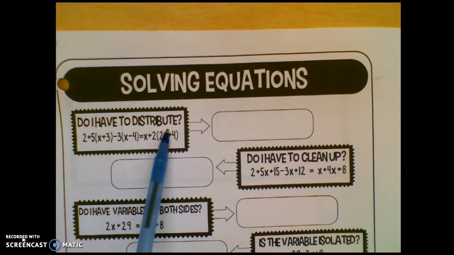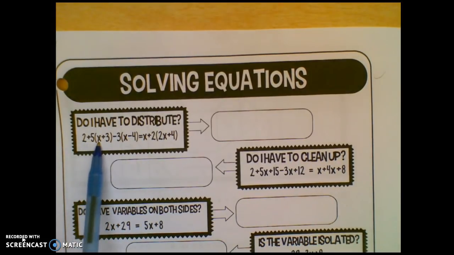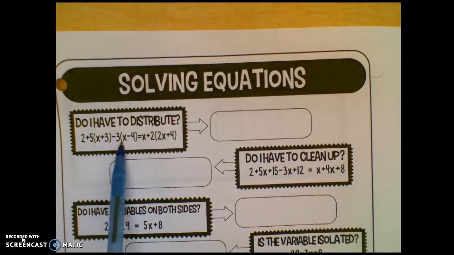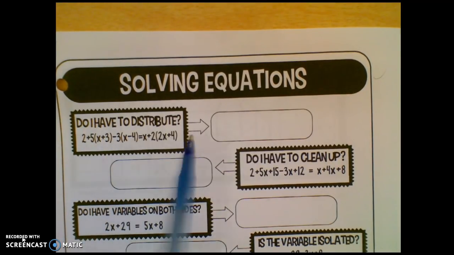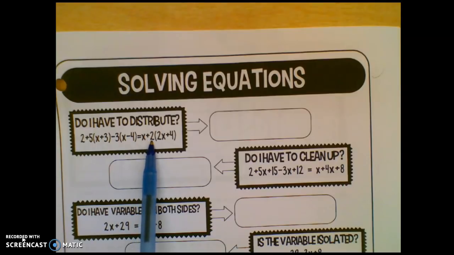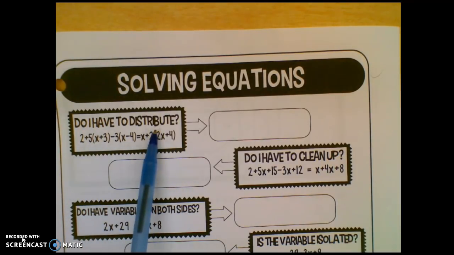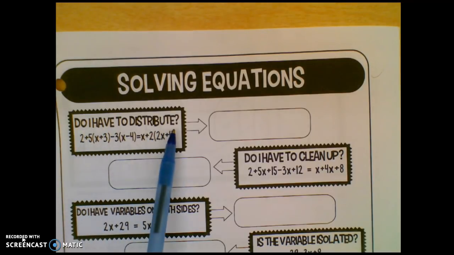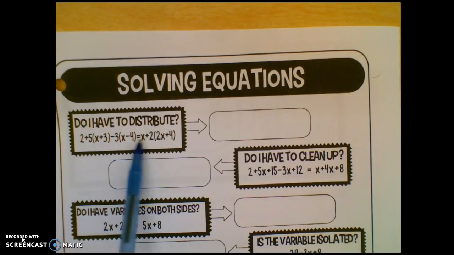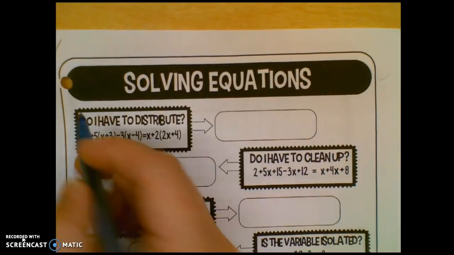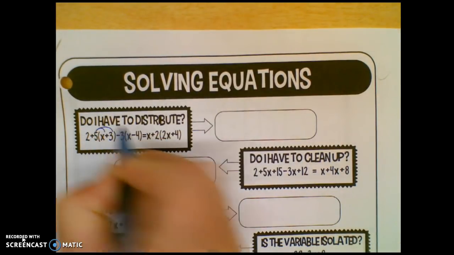So here's our equation. 2 plus 5 times the quantity x plus 3 minus 3 times the quantity x minus 4 equals x plus 2 times the quantity 2x plus 4. You can see that this is very complex looking. The first thing I want you to ask yourself is, do you have to distribute? And distributing happens when you have groups that you need to get rid of, and we have 3 groups here. So we're going to distribute.